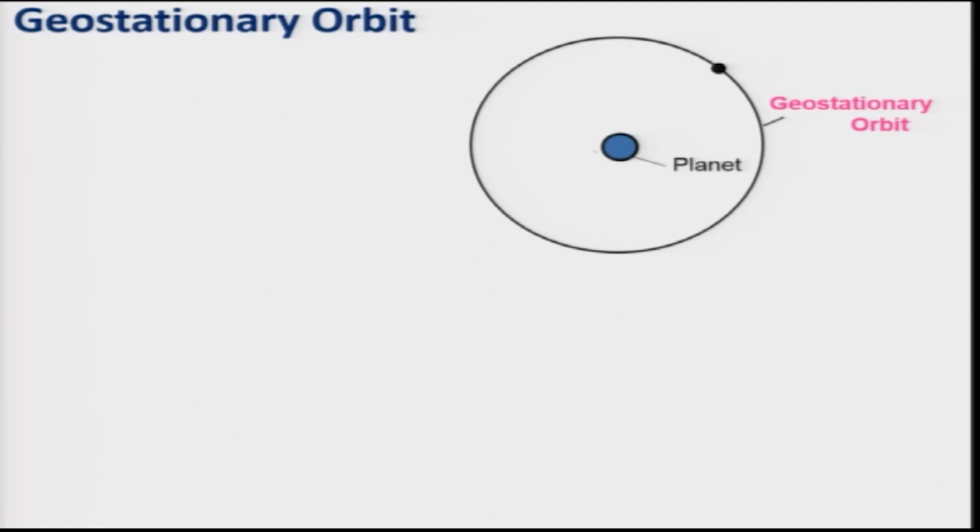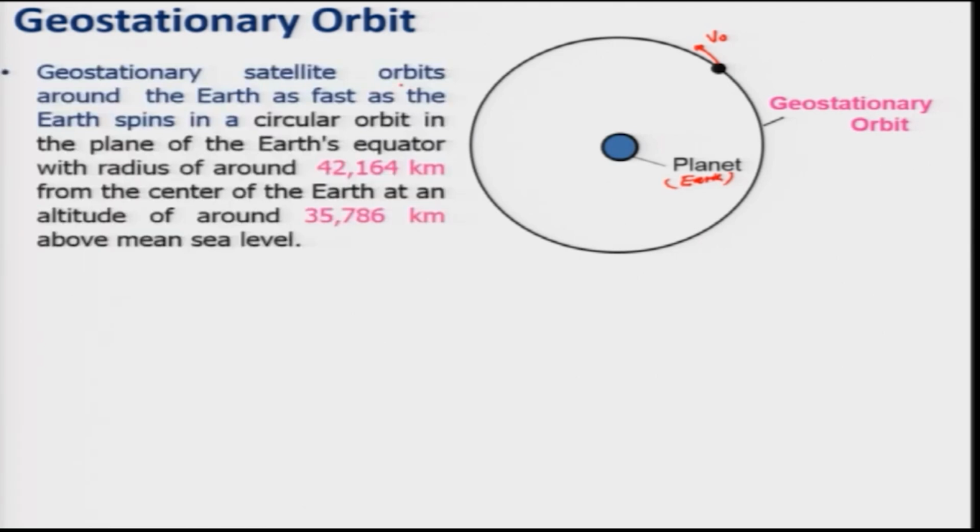So, now let us look at the geostationary orbit. As I told earlier, let us say this is the planet here, and we call it basically earth, and this is your satellite which is moving at an orbital velocity of v naught. A geostationary satellite orbits around the earth as fast as the earth spins, in a circular orbit in the plane of the earth's equator with a radius of 42,164 kilometers. That means from center to center, this distance will be r, and r is equal to 42,164 kilometers.